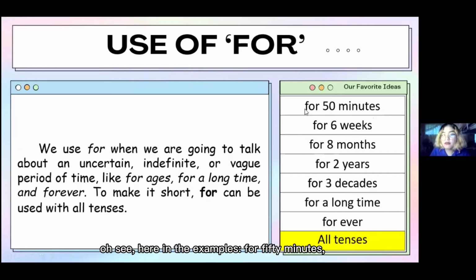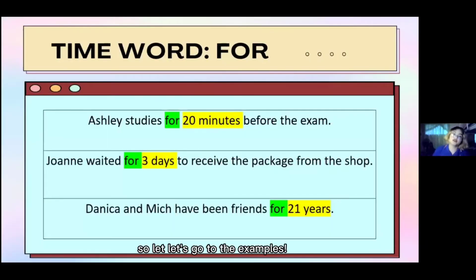See, here are the examples: for 50 minutes, for 6 weeks, for 8 months, for 2 years, for 3 decades, for a long time, forever. We use for when we are going to talk about an uncertain or indefinite period of time, like for ages, for a long time, and forever. To make it short, this preposition of time, or this time word, can be used in all verb tenses. So let's go to the examples.